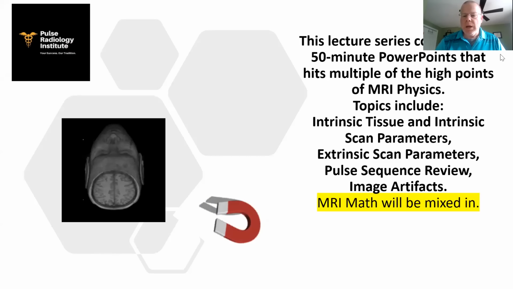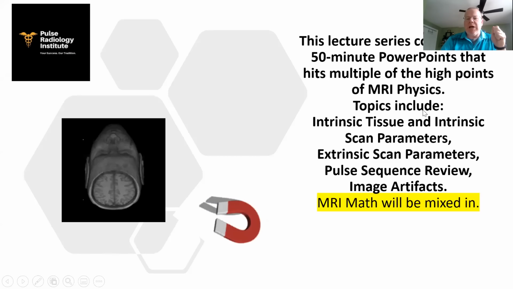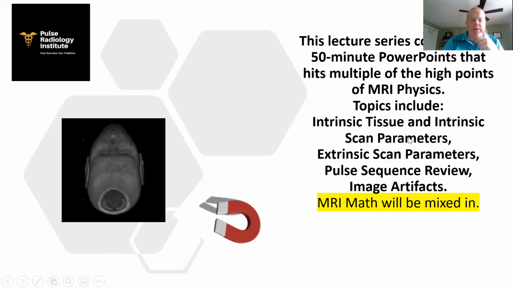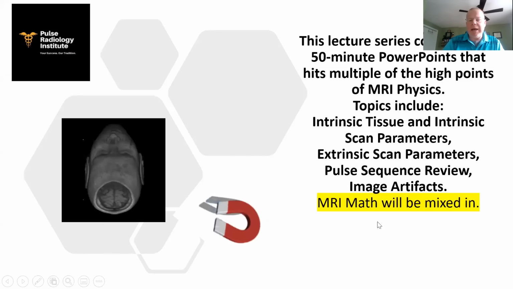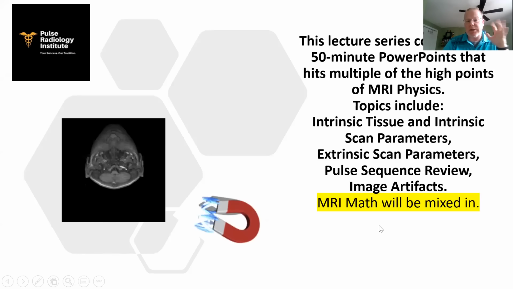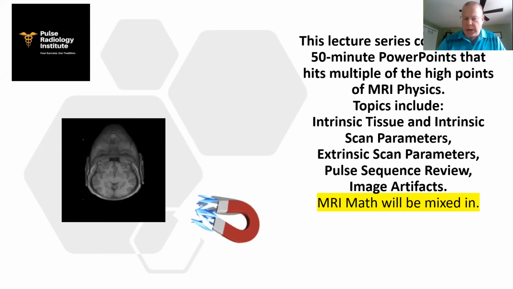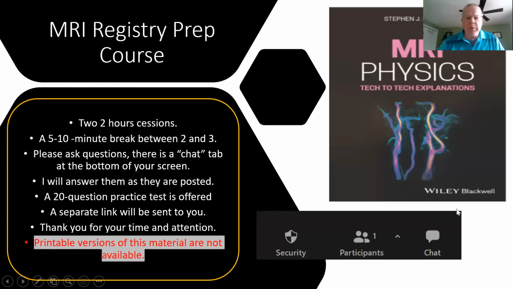Okay, so again, we're going to be doing 4 PowerPoints. Topics are going to include intrinsic tissue and intrinsic scan parameters. That's going to be the first one. Then we're going to hit extrinsic scan parameters, and pulse sequences and artifacts. So 4 of them. Going to mix in MRI math. I initially was just going to do a section just on math, but I decided to mix it all in as we went along.